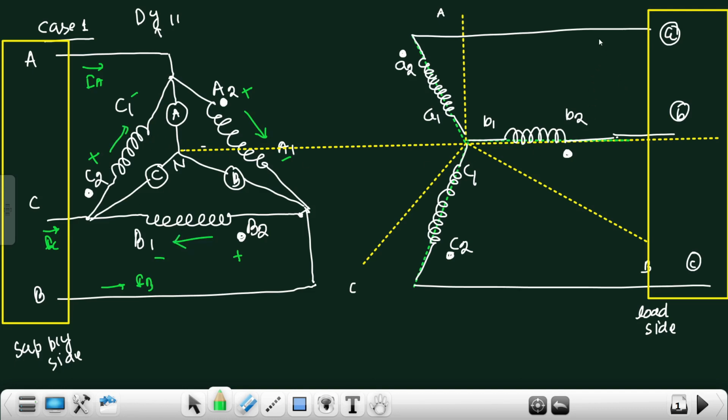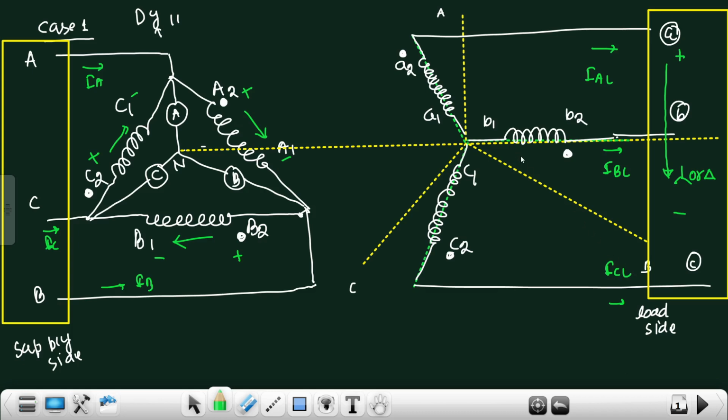Similarly, this is the load. We know that load can be star or delta, so it always absorbs the power. So current will flow from positive to negative. So the line current will flow like this. I am considering that this is IAL, this is IBL, and this is ICL.